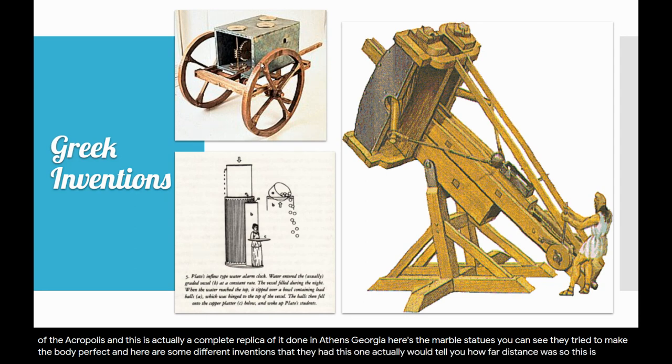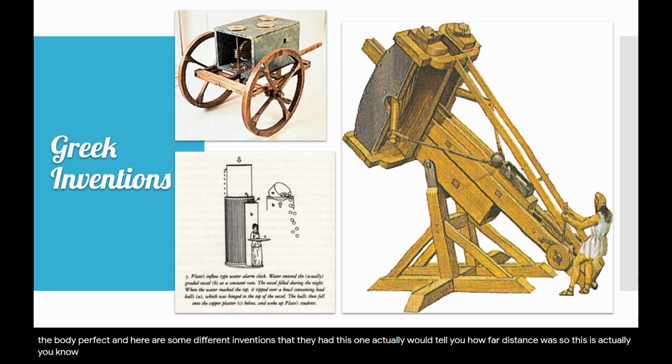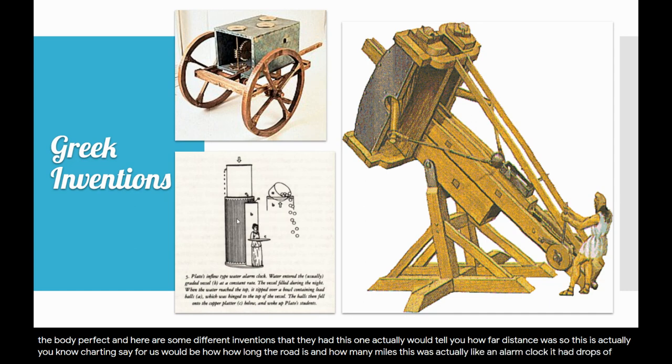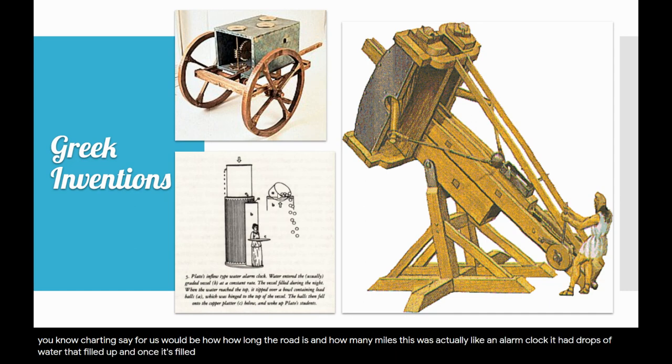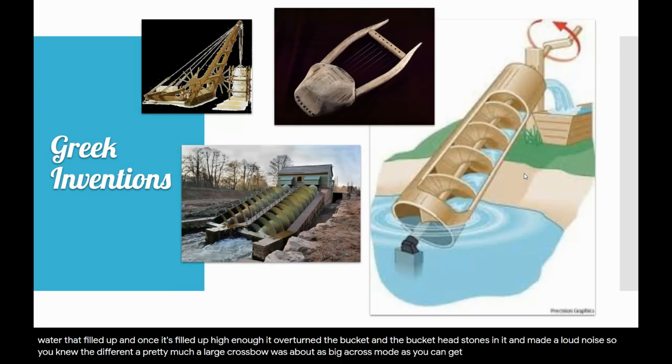So this is actually charting, say, for us would be how long the road is and how many miles. This was actually like an alarm clock. It had drops of water that filled up, and once it filled up high enough, it overturned the bucket, and the bucket had stones in it and it made a loud noise, so you knew the different times during the day. And then this is pretty much a large crossbow. It's about as big as a crossbow as you can get.